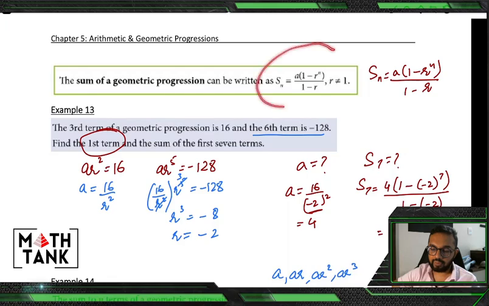Then there's the formula for the sum, and it's a (1 minus r to the power n) over (1 minus r). It's obvious that r cannot be 1 because it would lead to zero in the denominator, and it's obvious that if r is 1, the progression won't really be progressing. It's going to be the same term repeated if you keep multiplying by 1 to get the next term.